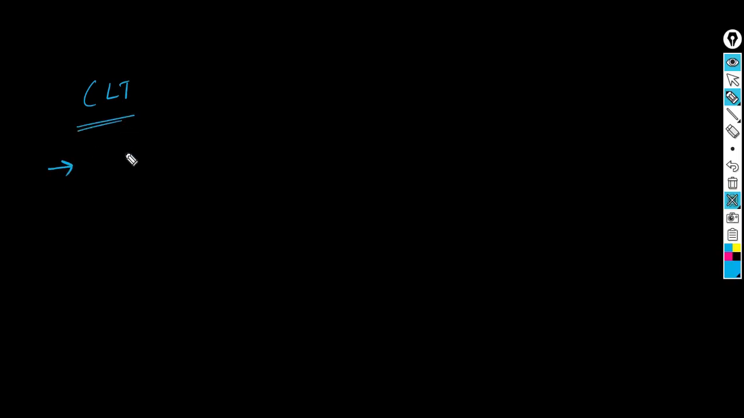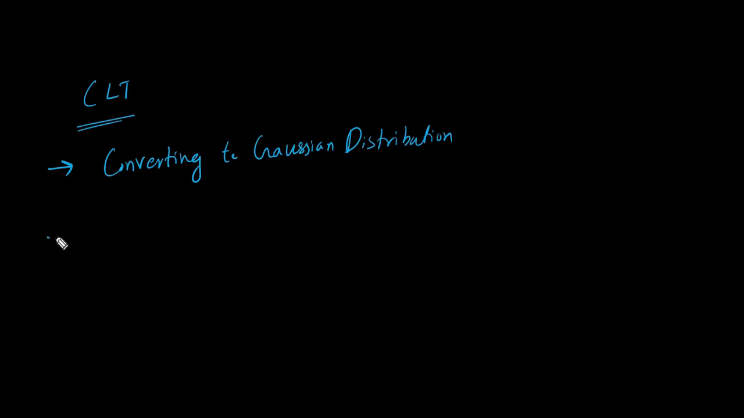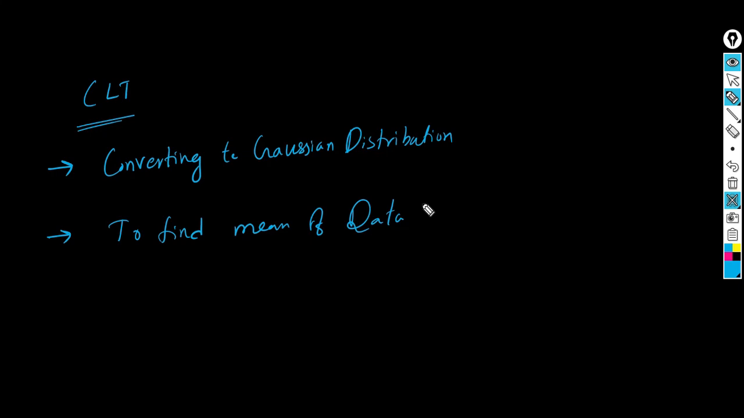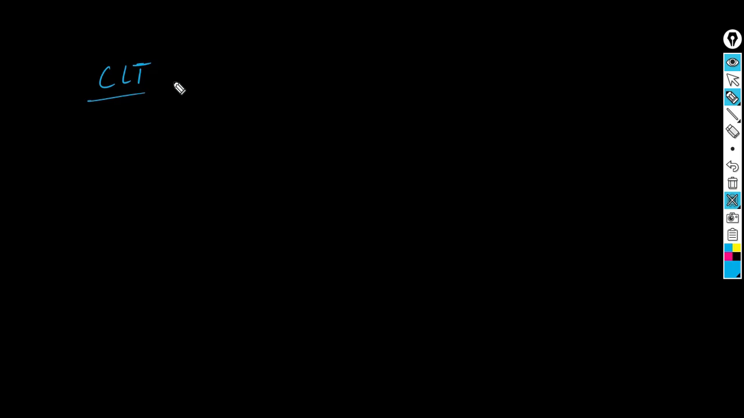The first basic thing is we are using the CLT to convert any distribution of data into the Gaussian distribution. Another most important thing is to find the mean of the population data. Sometimes it is difficult to find the mean of some population data. That time we can use the central limit theorem to find the mean of the population data. These two are the things we are going to discuss in this video. Let's look into the central limit theorem.